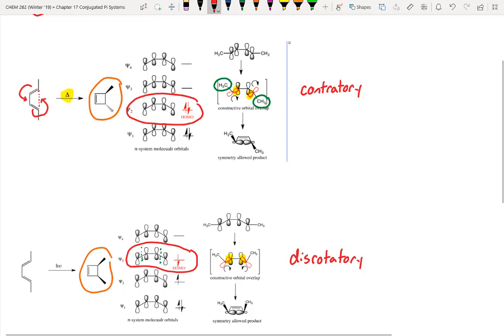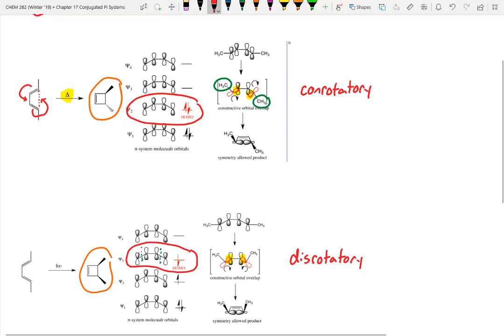Yep. Oh my God. This is like, maybe I have undiagnosed dyslexia. Rotatory and disrotatory. I think it happens when I speak and write. My brain just gives up on one or the other.